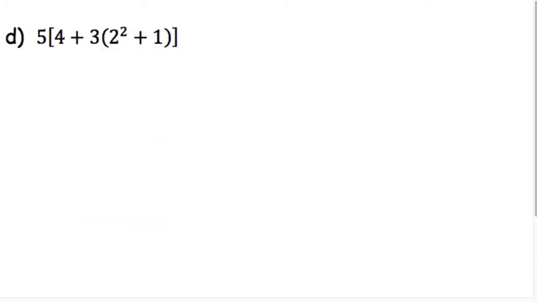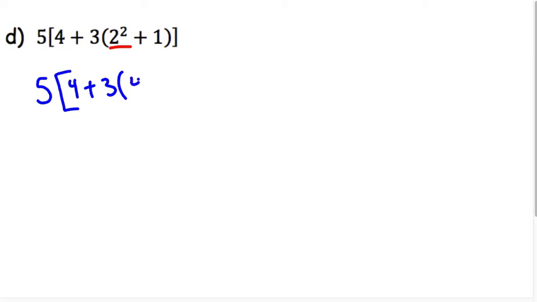Next, again, we have brackets and parentheses inside there. We're going to start all the way on the inside. So this 2 squared plus 1, and do the order of operations. We have to do the squared before we do the adding. And again, I'm recopying everything else. 5, bracket, 4 plus 3.